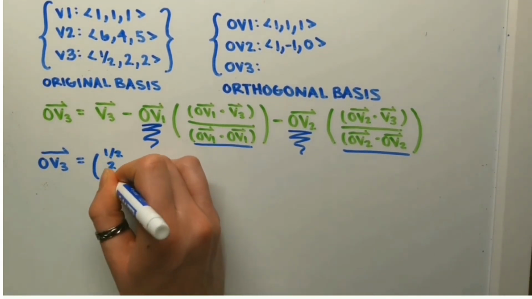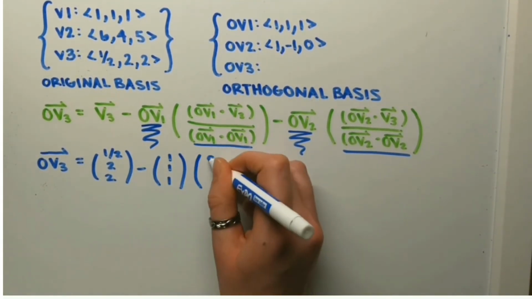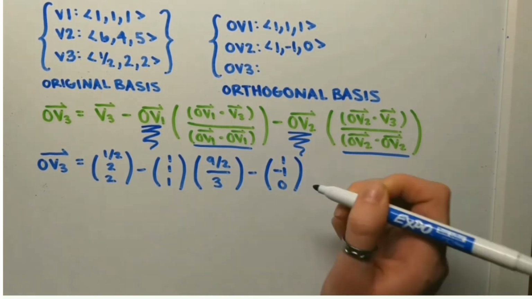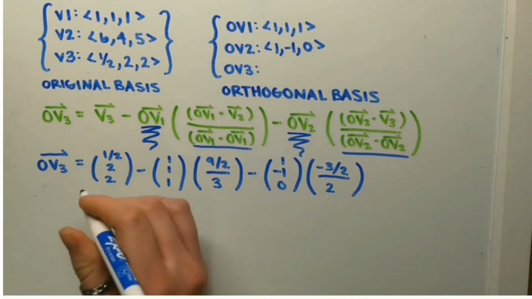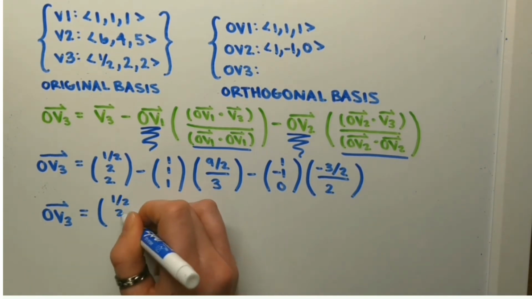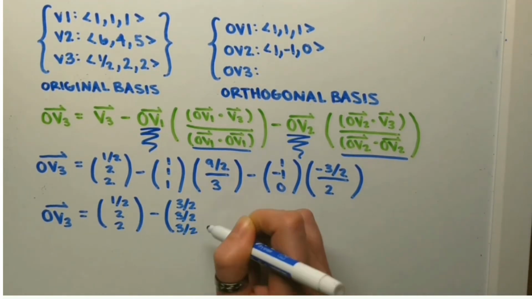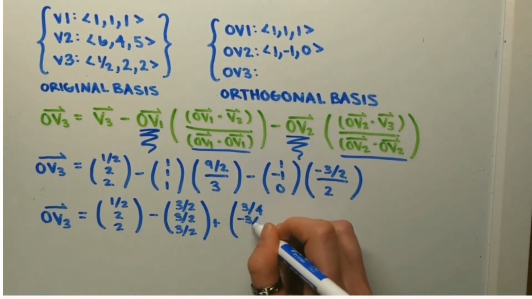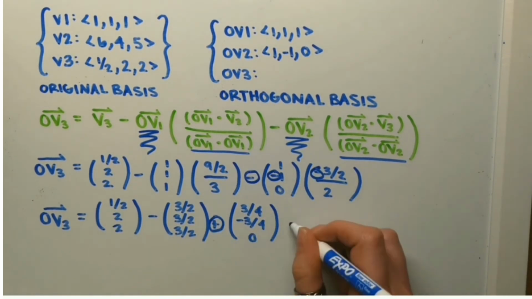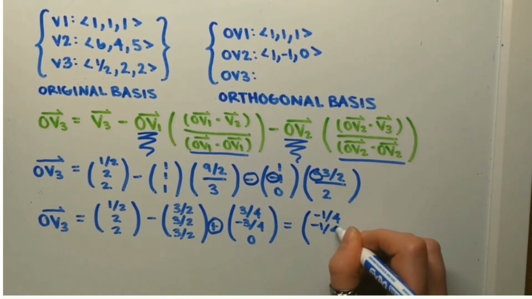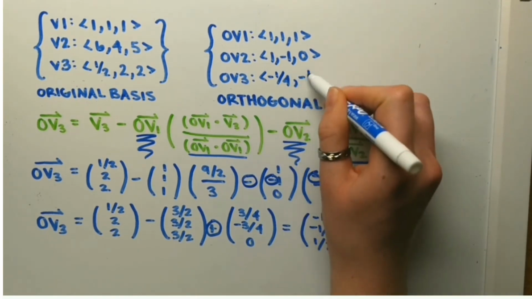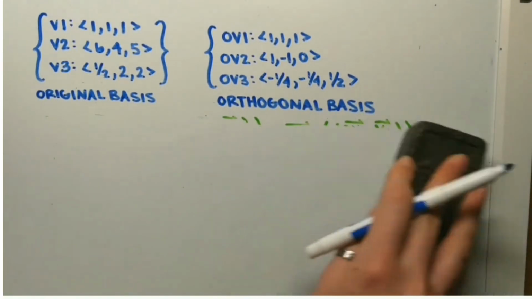Plugging in the vectors will give the following. 1/2, 2, 2 minus 1, 1, 1 times 9/2 over 3 minus 1, negative 1, 0 times 3/2 over 2. After simplification, watching out for negative signs, we will find that OV3 is equal to negative 1/4, negative 1/4, 1/2, concluding our procedure and resulting in an orthogonal basis.